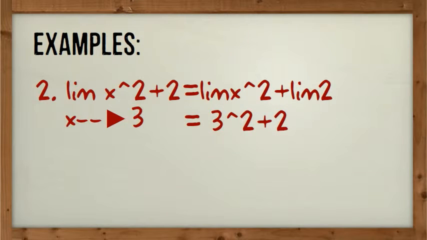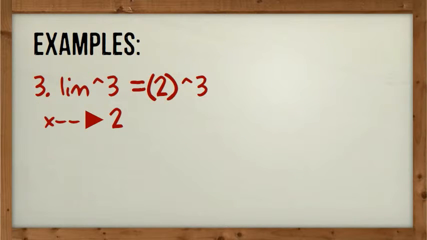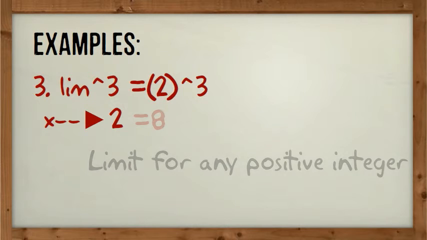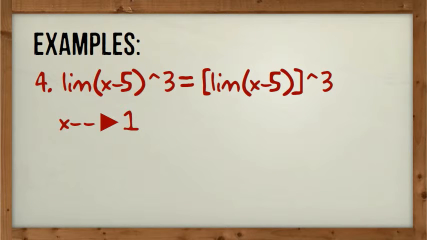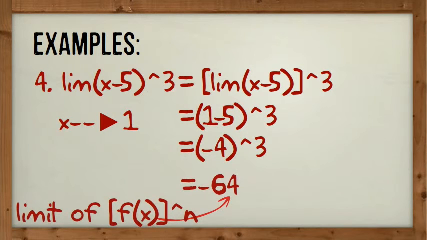Find the limit of x squared and the limit of 2, then add them both. The answer is 11. What is the limit of x cubed where x approaches 2? The answer is 8. What is the limit of quantity x minus 5 cubed where x approaches 1? Substitute 1 to x and do the operations. The limit is negative 64.